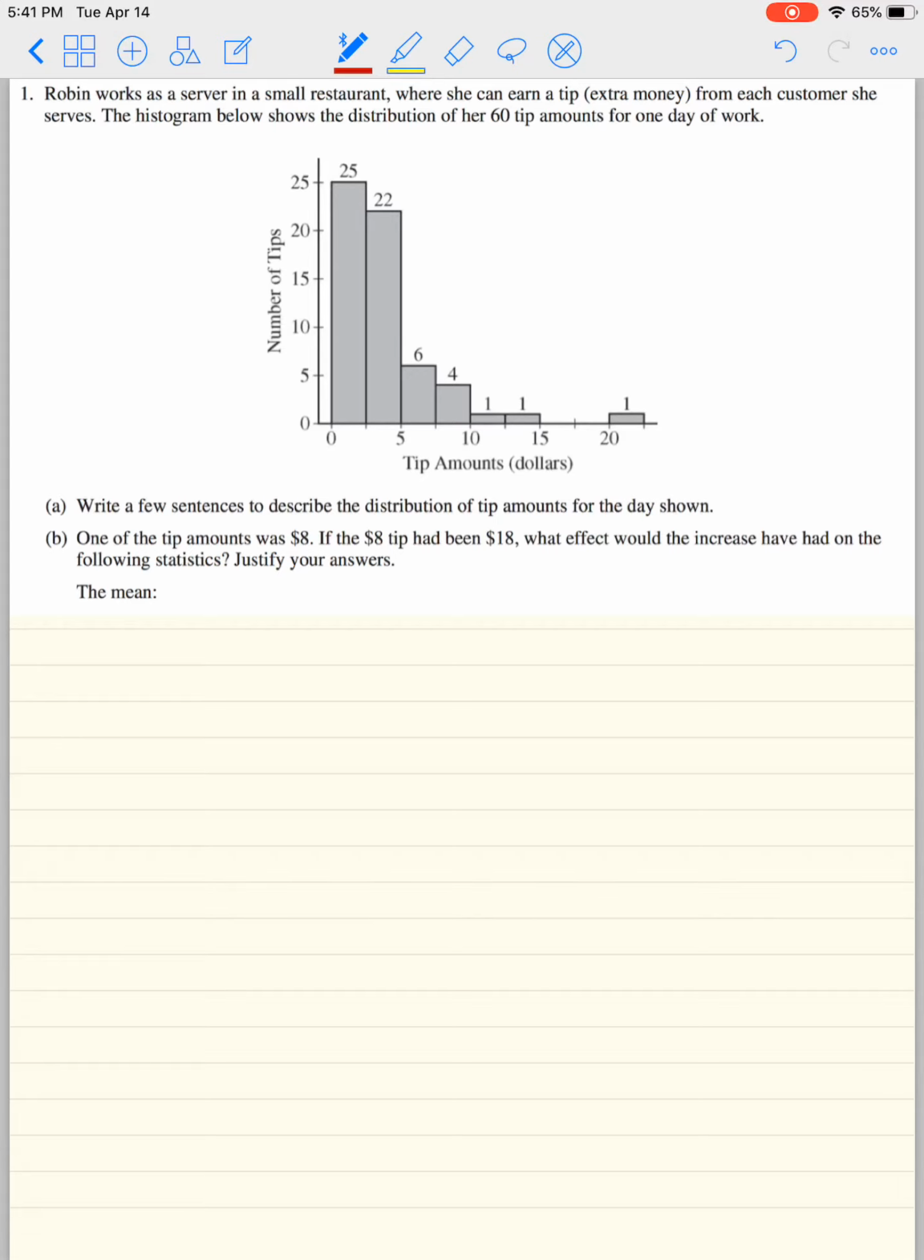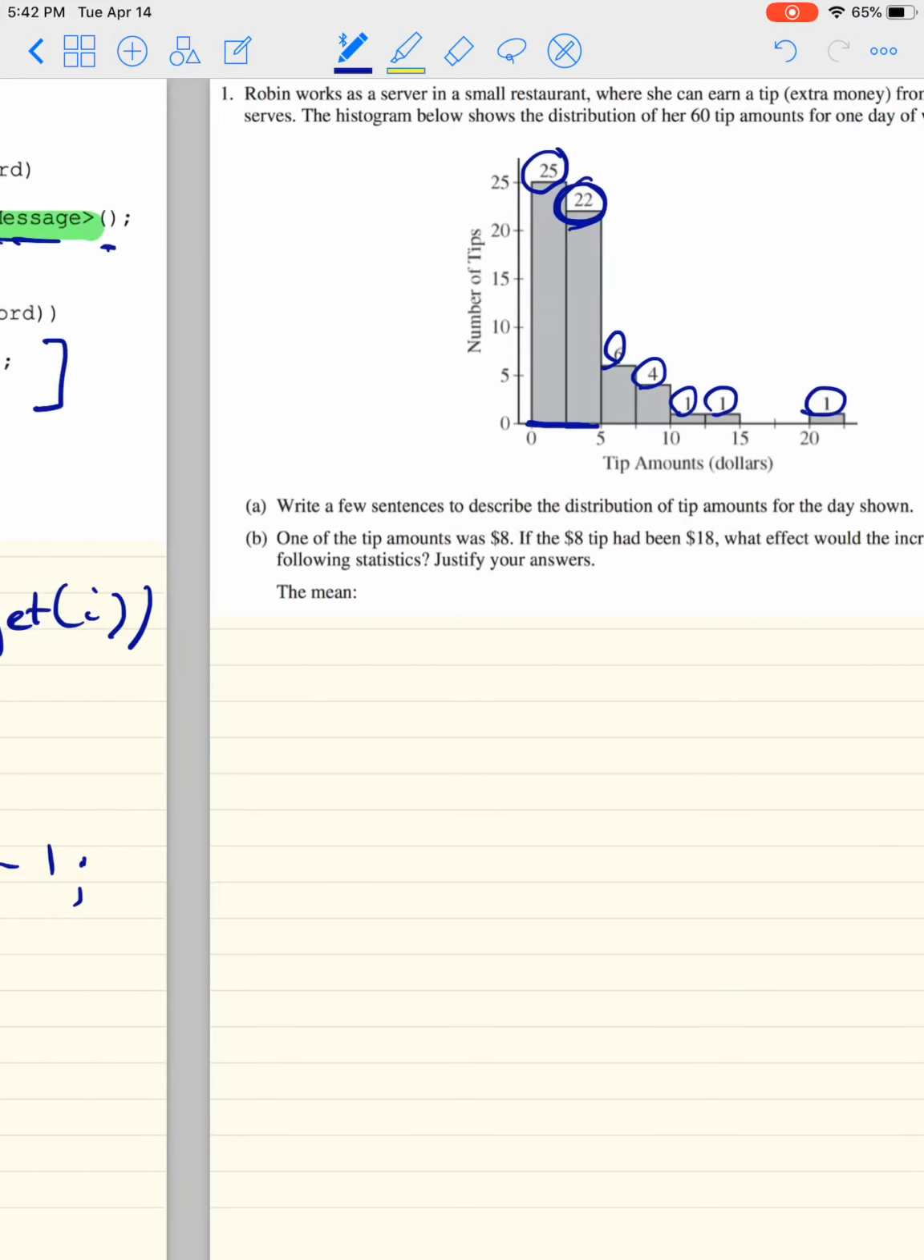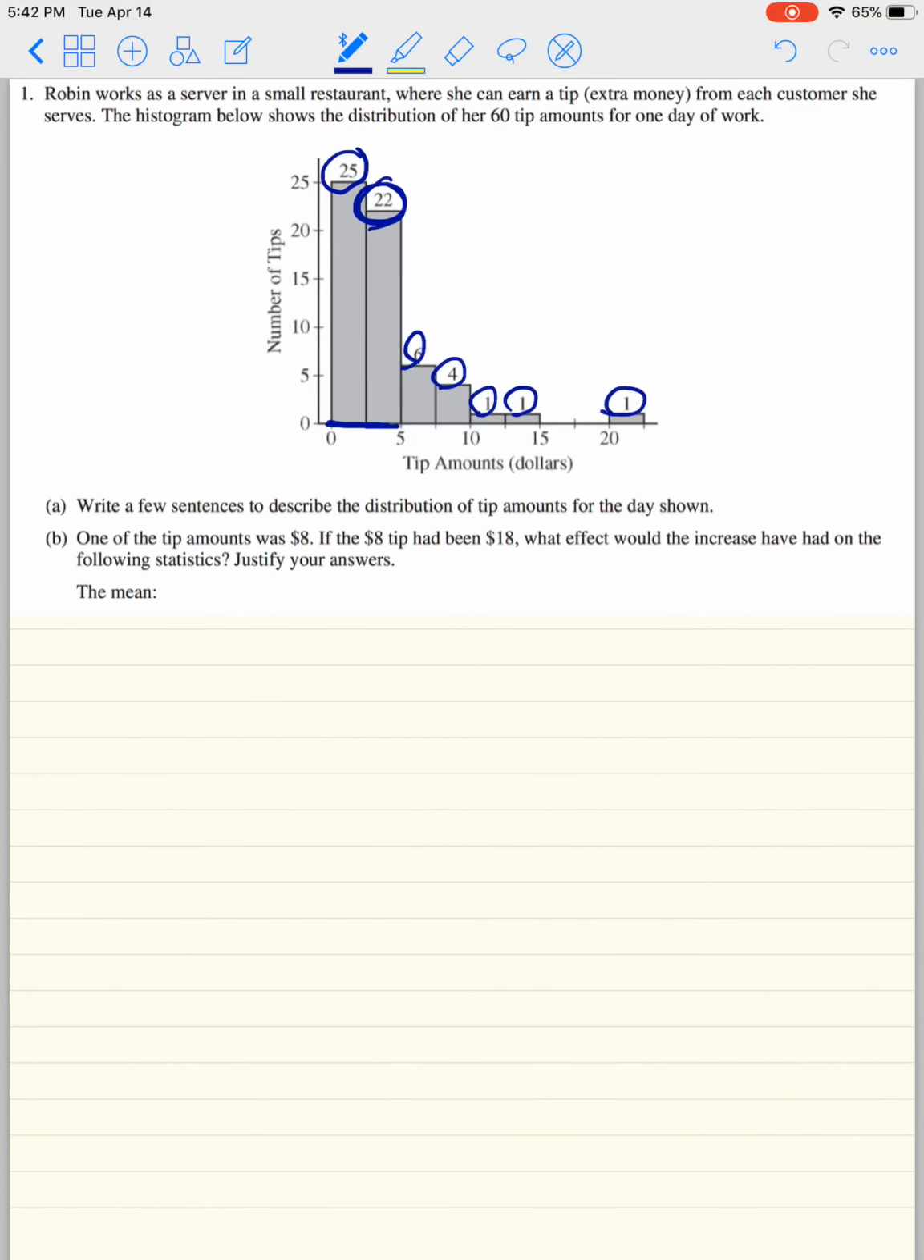One thing that I want you to see is that this is 25 and that's 22. That just means that 25 people gave between $0 and $2.50. 22 people gave between $2.50 and $5. 6 people gave this number, this number, this number, and then we got this guy out here who just appears to be an outlier. Write a few sentences to describe the distribution of tip amounts for the day shown.